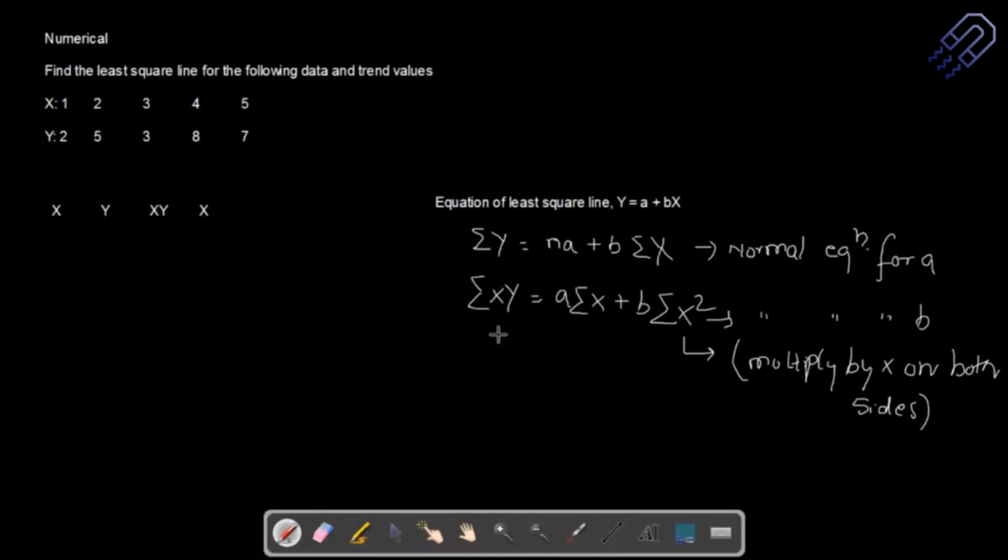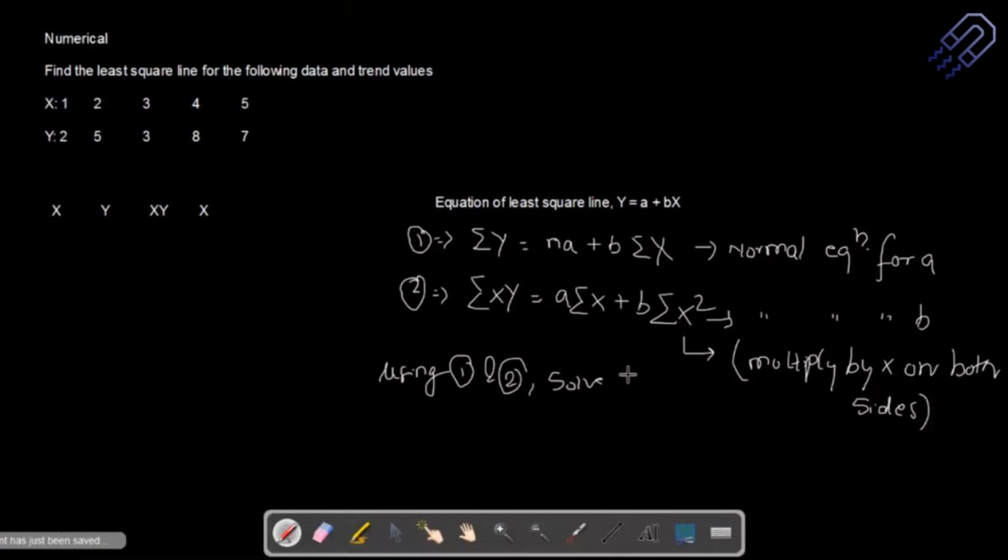If you take this as equation 1 and this as equation 2, using 1 and 2 you can solve for a and b.